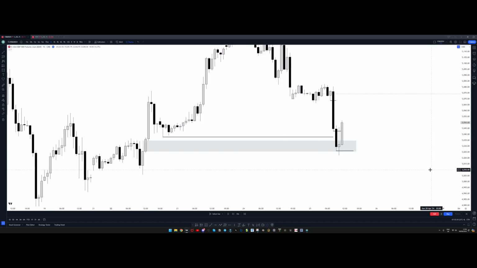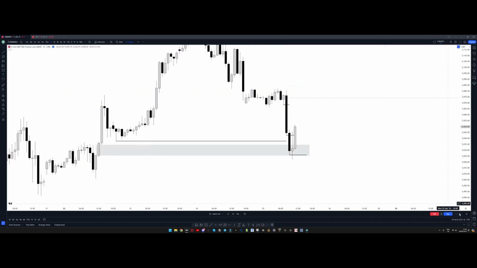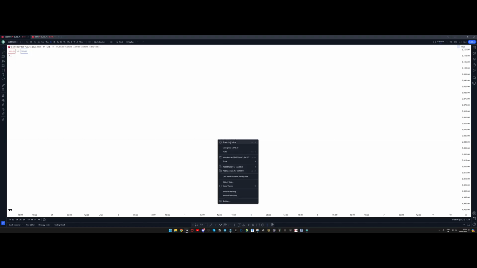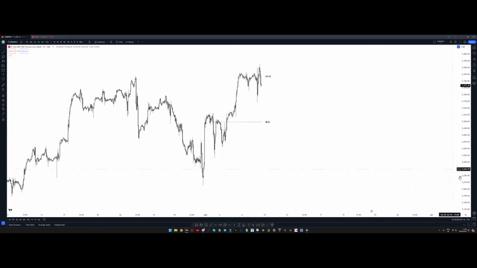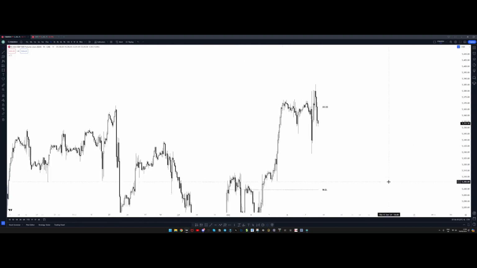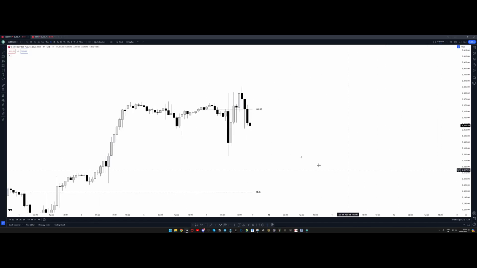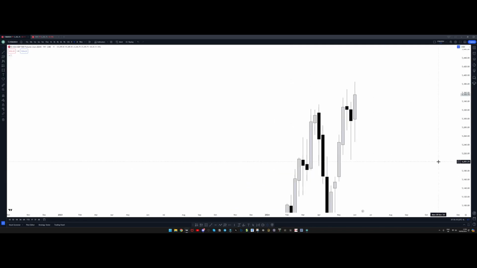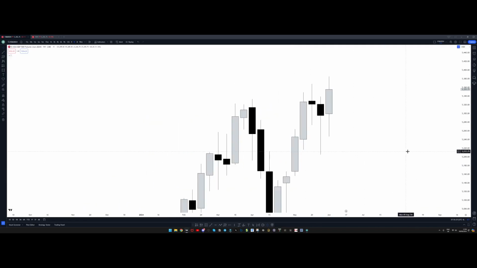So, to keep this very simple, and it is simple, I'm coming to the charts. If I can, I'm looking at the higher time frames. I'm looking for a 3 candle model.